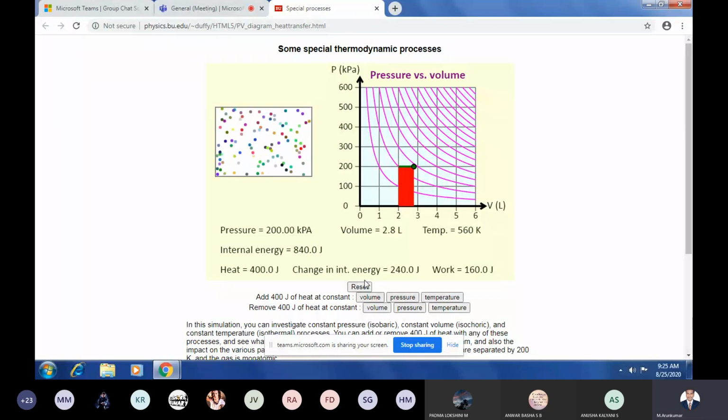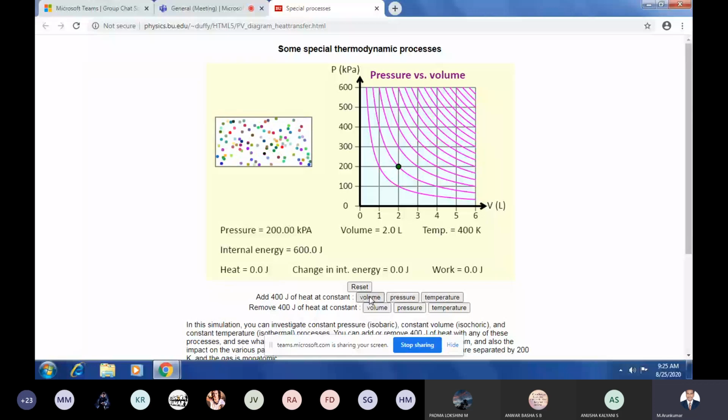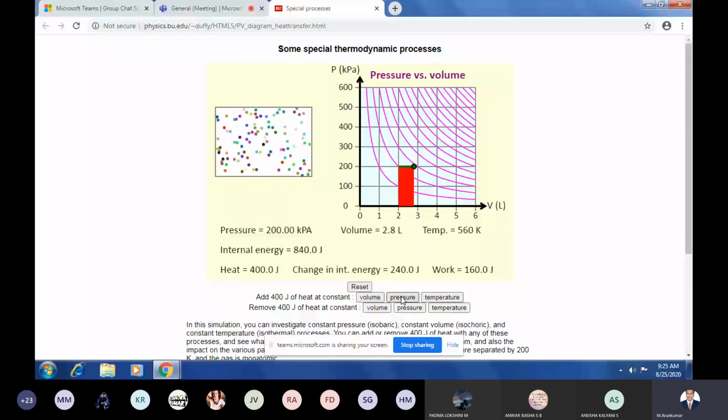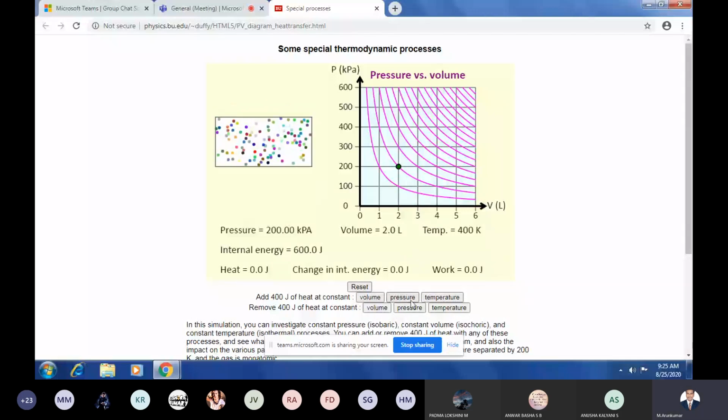In an isochoric process, volume is constant, so the pressure will increase if you add heat, or if you remove heat, the pressure will decrease, but there is no change in volume. For an isobaric process, if you add heat, the volume gets increased, and if you remove heat, the volume gets decreased, but there is no change in pressure.